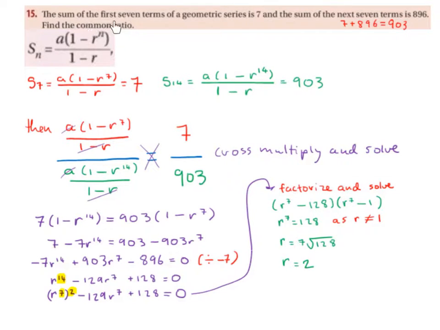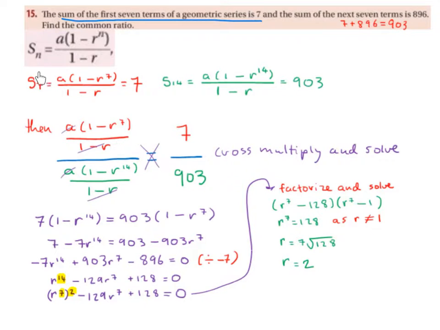The sum of the first 7 terms of a geometric series is 7, and the sum of the next 7 terms is 896. Find the common ratio, so find r. So the sum of the first 7 terms is 7.